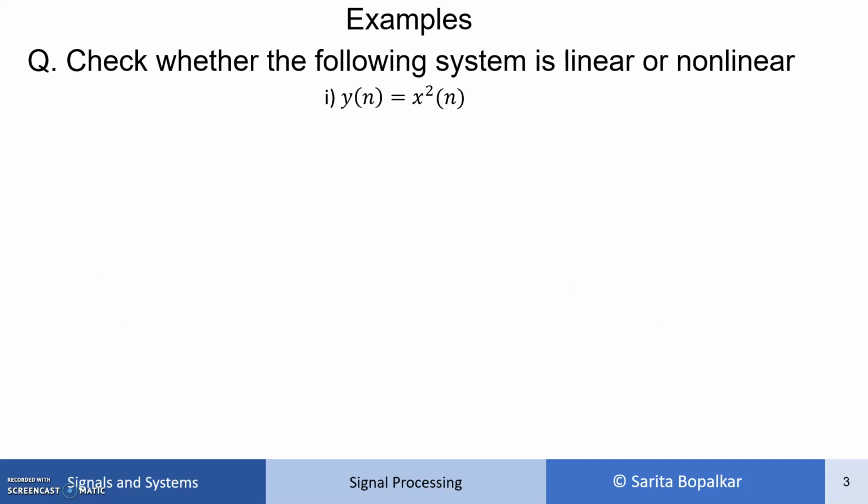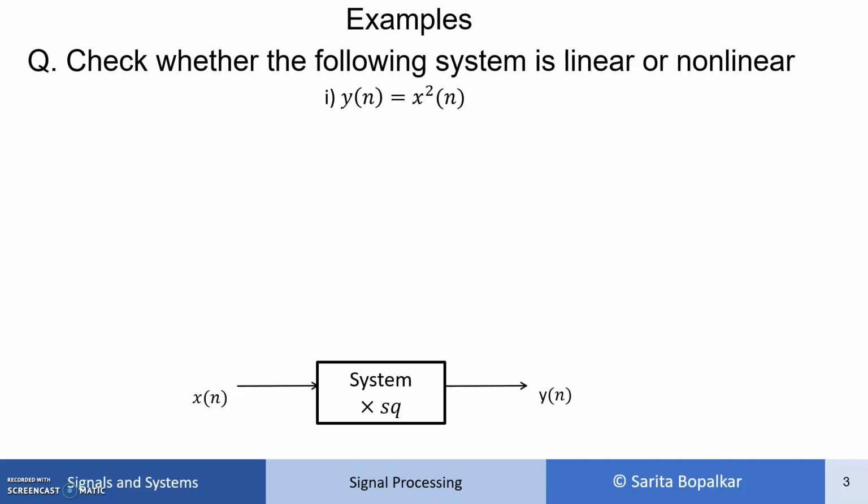Now let's solve some examples. y(n) = x²(n). We need to check whether this given system is linear or non-linear. Here the system takes the input amplitude square. When x1(n) is the input, or x(n) is the input, what does the system do? It takes the square of the amplitude. So the output is x²(n). This is our system. Let's check the superposition principle.